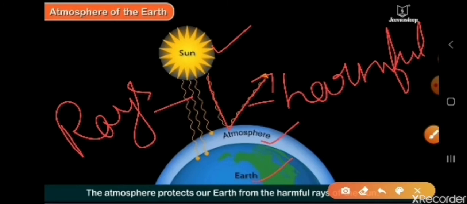So children, this is why this atmosphere is very important for the earth. It plays an important role in the life of earth. So children, this is the atmosphere which helps life to sustain or to survive on the earth. So other than air and water, the atmosphere plays a very important role on the surface of earth.